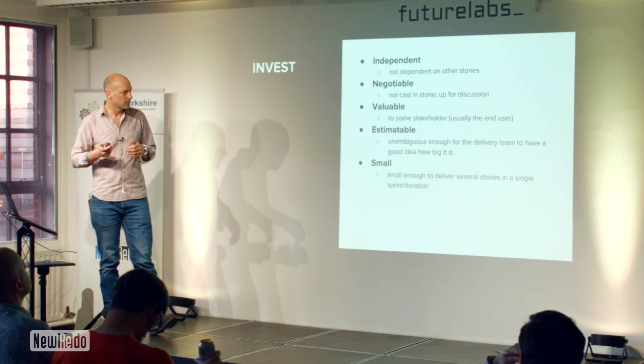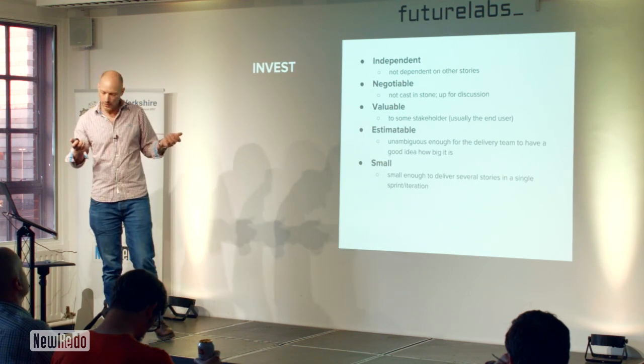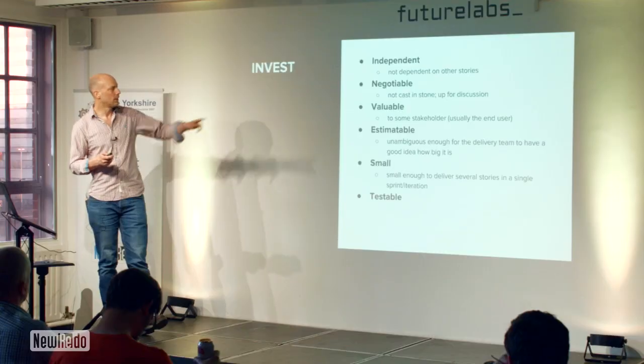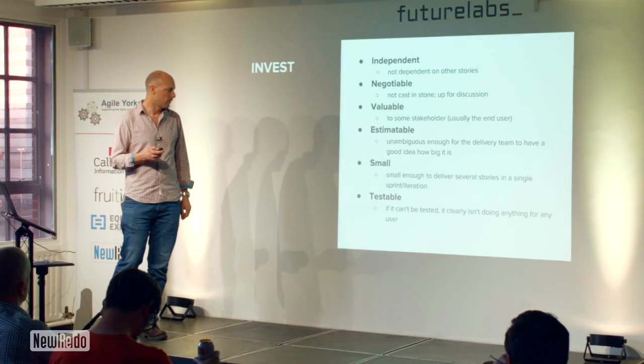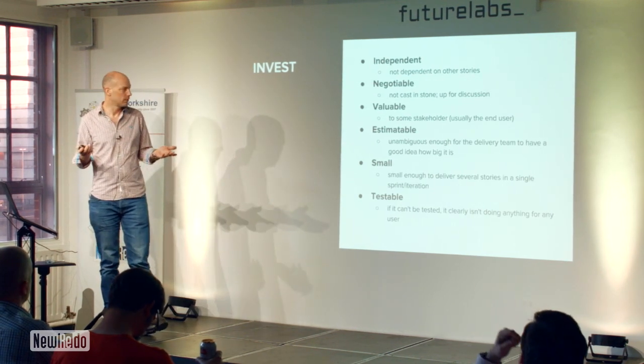Small enough to deliver several stories in a single sprint if you're Scrummy, or in a short period of time if you're Kanban. So we split them up so we can see progress and deliver stories quickly. And finally, testable. So often we talk about acceptance criteria on stories as being a way to specify what it's going to look like when it's done and how we can test that it actually achieves the value that we're aiming for. So if it can't be tested, it obviously isn't doing anything for a user.